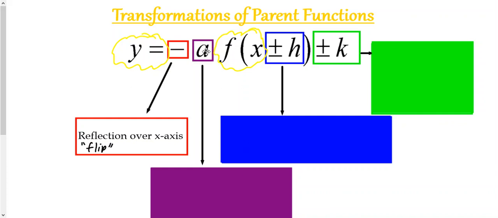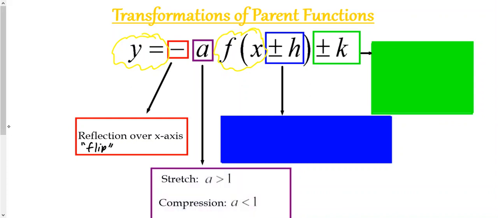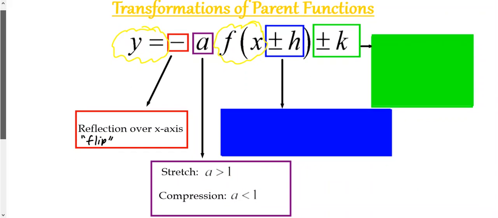If we have a number in front of the f of x, or in front of the parent function, that means something different. It can mean that it is a stretch, and that's when that number is bigger than 1, or it can mean a compression, and that's when that number is smaller than 1, meaning it's a fraction of some sort. And so just remember, y equals f of x, that's our parent function. Everything else is a transformation.